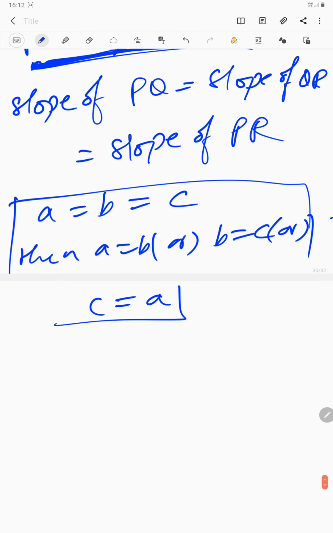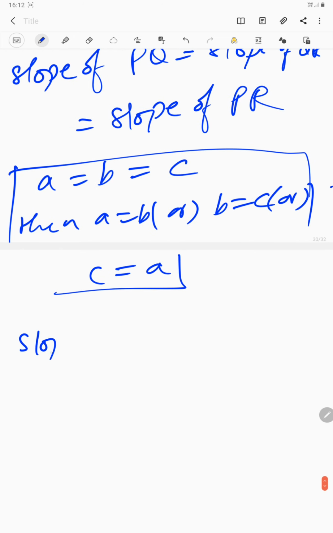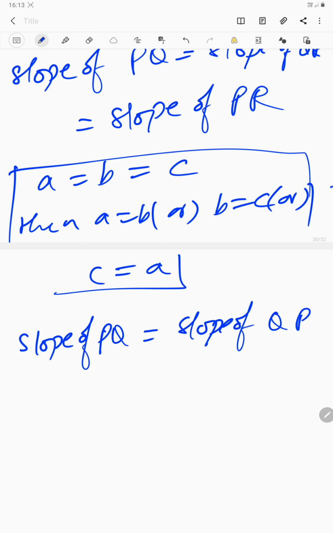Now what I am taking: slope of PQ is equal to slope of QR. Any two parts, equal karo, right? So I am taking the first two parts. You can take first and second, or first and last also, you can.